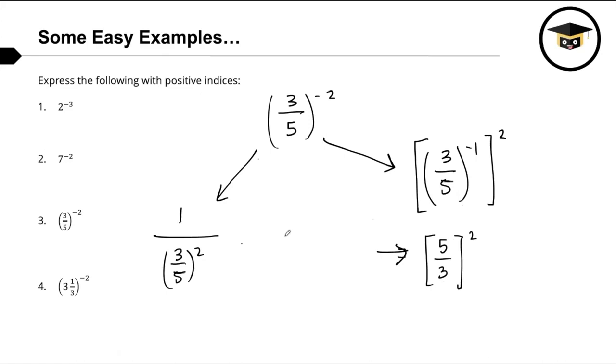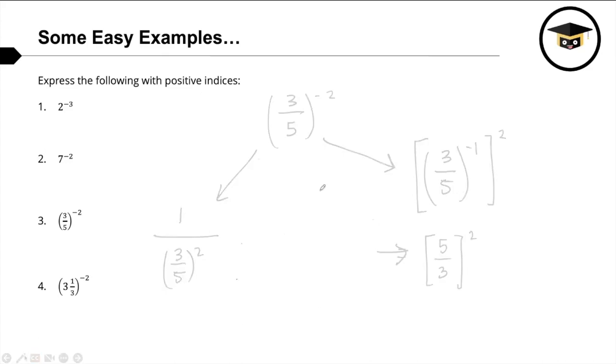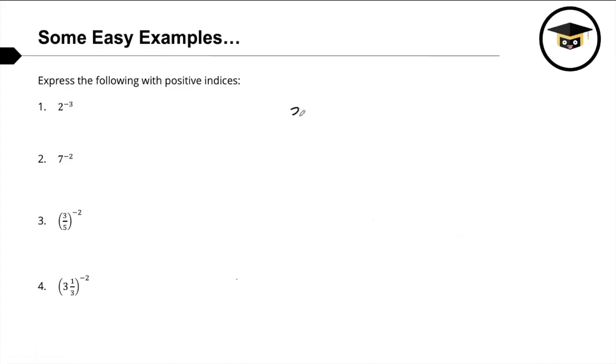Now let's have a go at question 4. With question 4, we have 3 1/3 to the power of negative 2. The first thing I would do is change this mixed numeral into an improper fraction, and that's going to make life much easier for us.